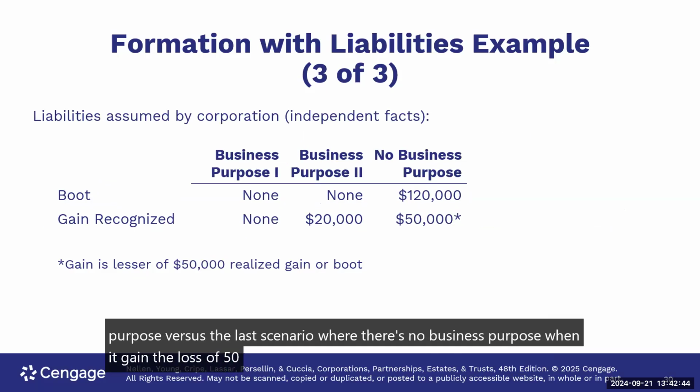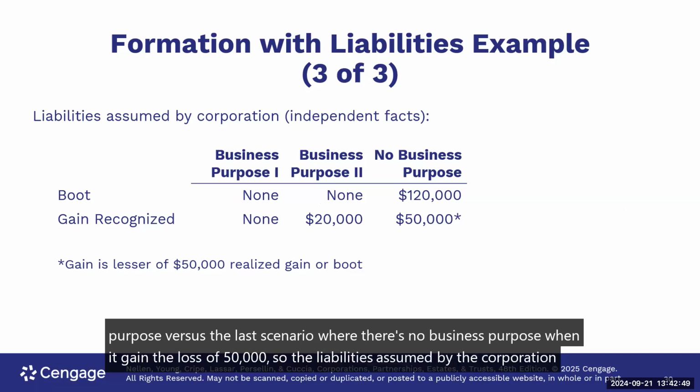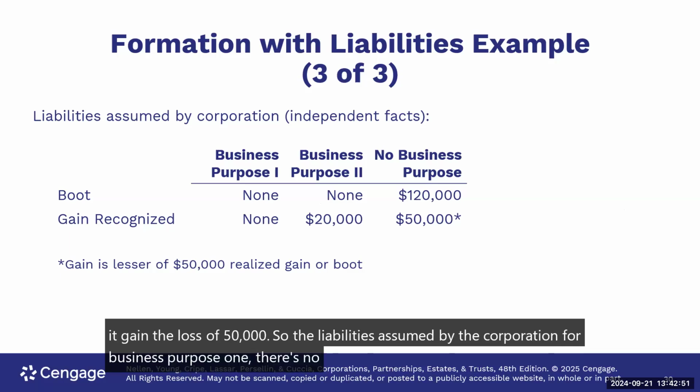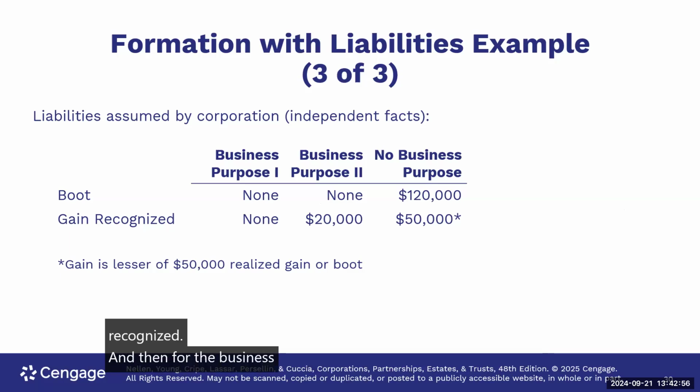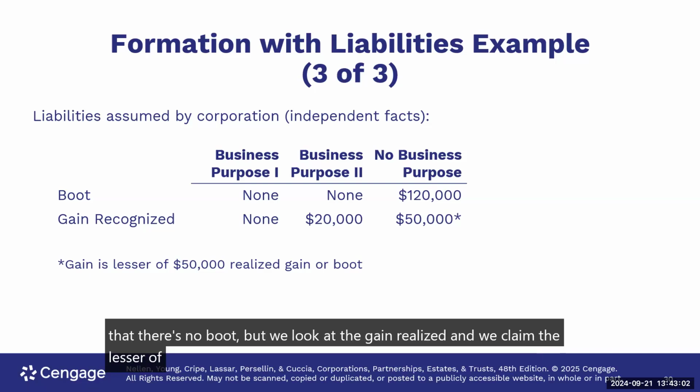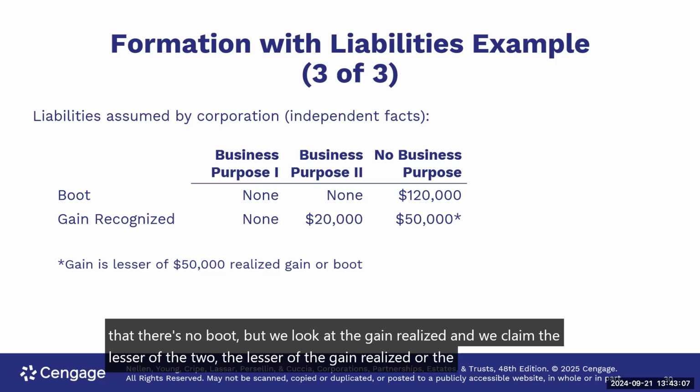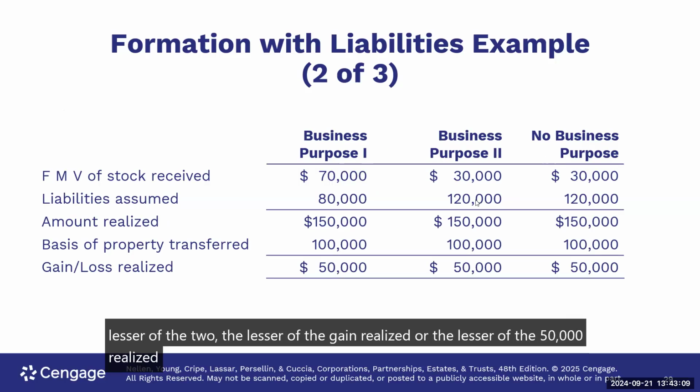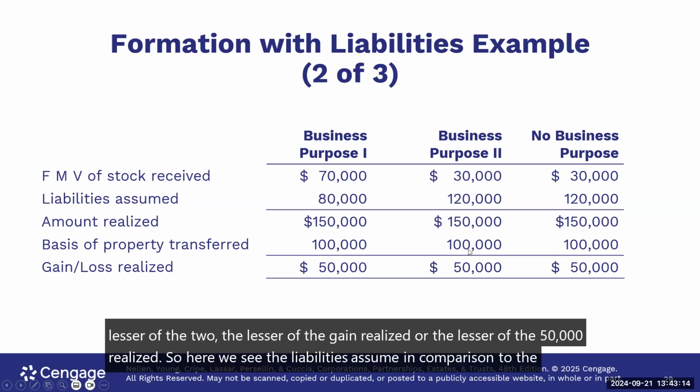So the liabilities assumed by the corporation. For business purpose 1, there's no boot recognized, there's no gain recognized. And then for business purpose 2, we essentially consider the fact that there's no boot, but we look at the gain realized and we claim the lesser of the two, the lesser of the gain realized or the $50,000 realized. So here we see the liabilities assumed in comparison to the basis of the property transferred.